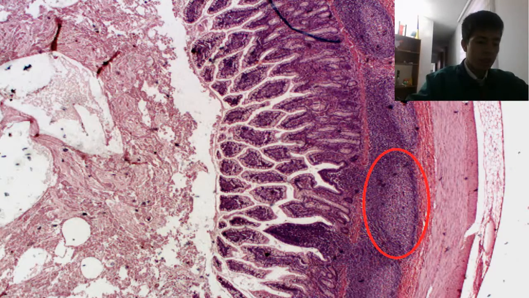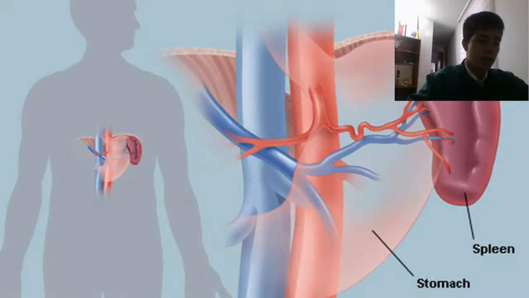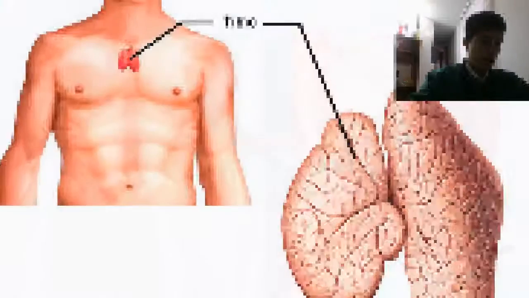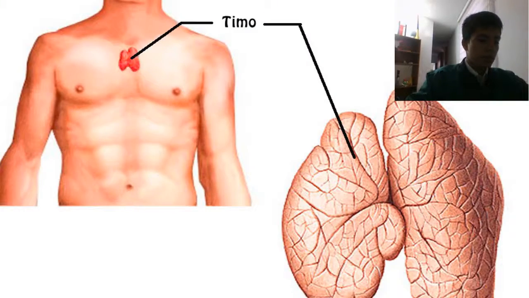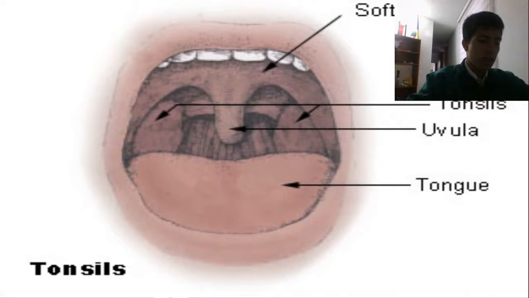Peyer's patches, lymphatic tissue in the small intestine. Spleen, an organ the size of a fist located in the abdominal cavity. Thymus, two lobes that sit in front of the trachea behind the sternum. Tonsils, two oval masses at the back of the throat.